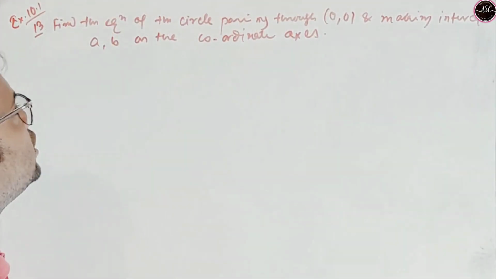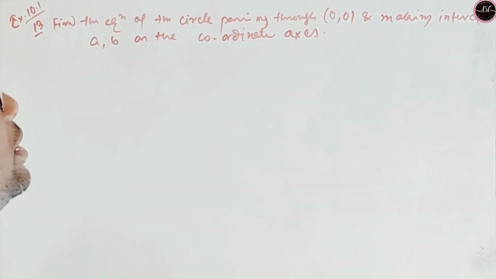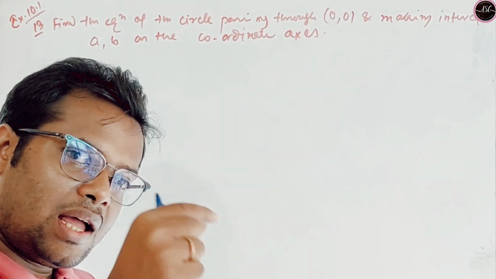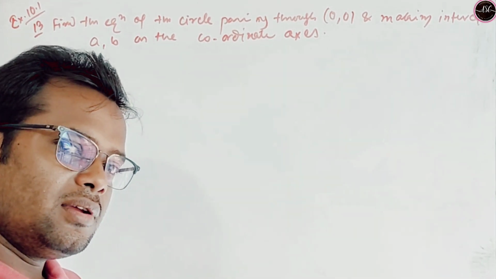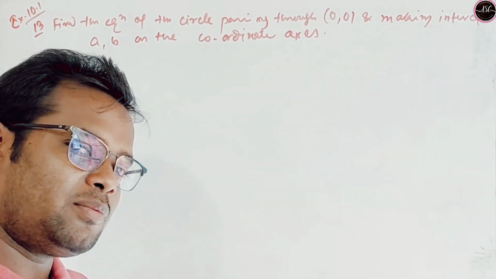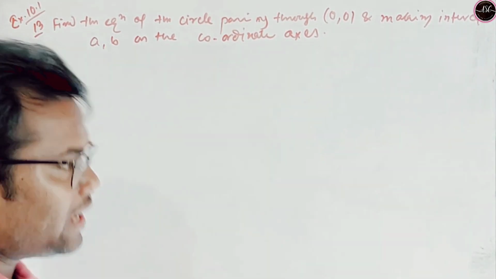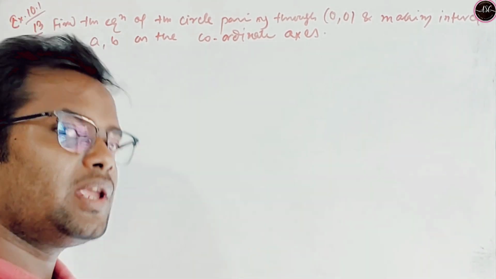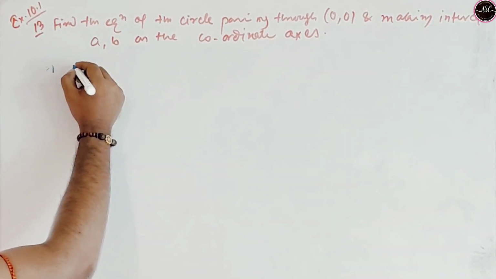Okay. Now look at this question. Find the equation of the circle passing through 0, 0 and making intercepts a and b on the coordinate axes. Making an intercept means the intersecting point of the circle and the x-axis is a. That means the coordinate of that point will be a, 0. We have previously learned this in the straight line chapter. So as the intercepts are a and b, the coordinates of the points of intersection are a, 0 and 0, b.